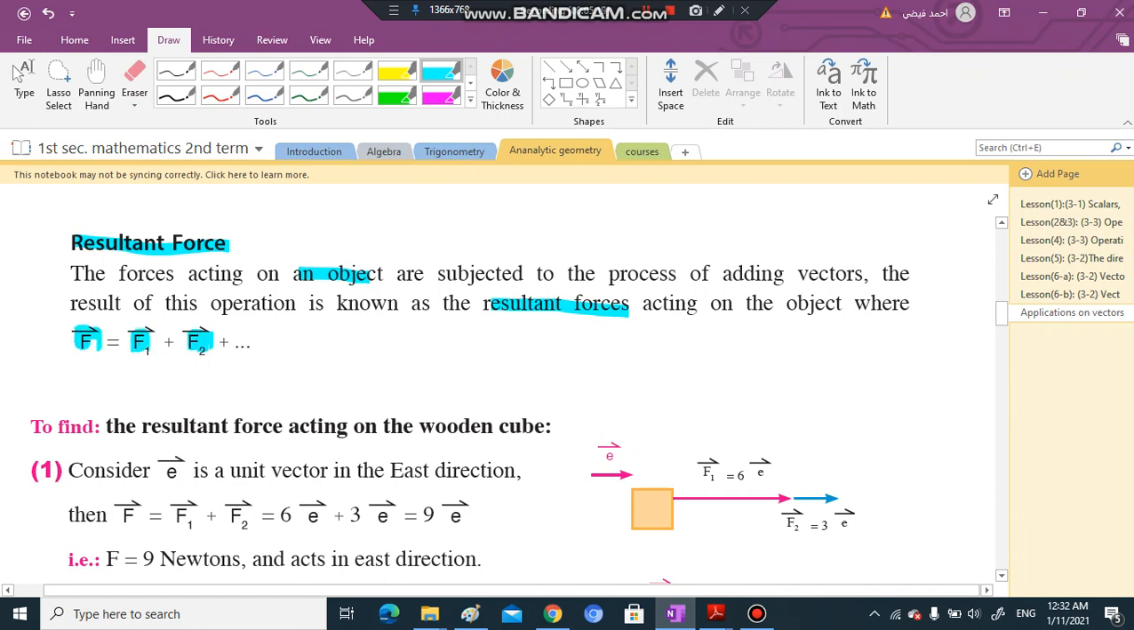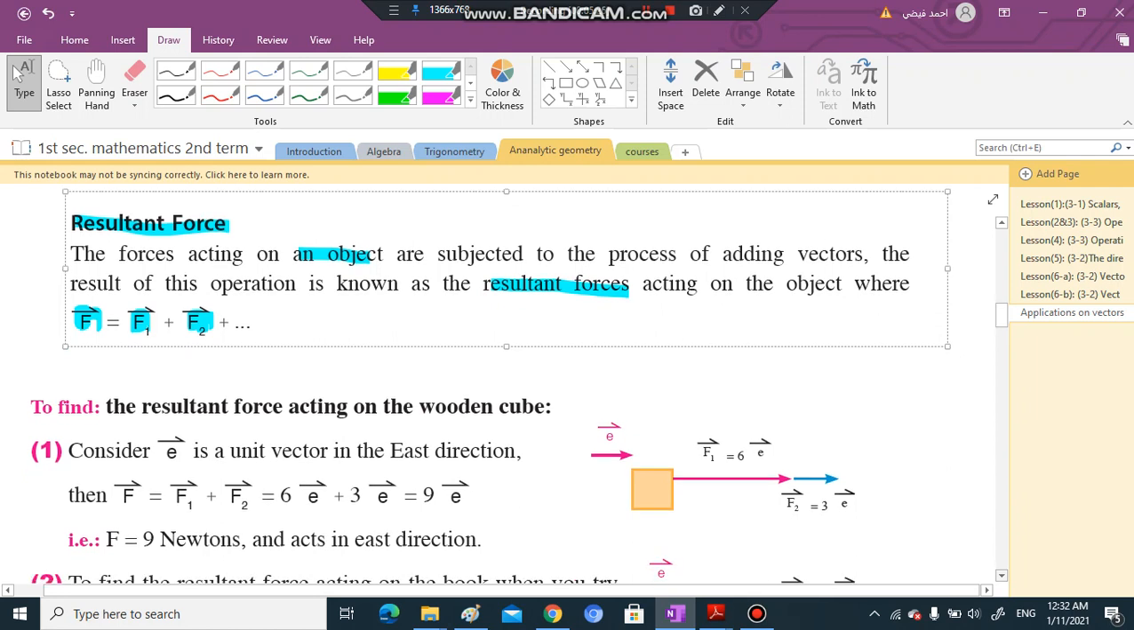So to find the resultant force acting on the wooden cube, we have two forces acting on this wooden cube in the east direction. So we have F1 equal 6E and F2 equal 3E. So the resultant force F equal F1 plus F2, which is equal to 6E plus 3E, which is equal to 9E. So the resultant force acting on the wooden cube equal 9E.